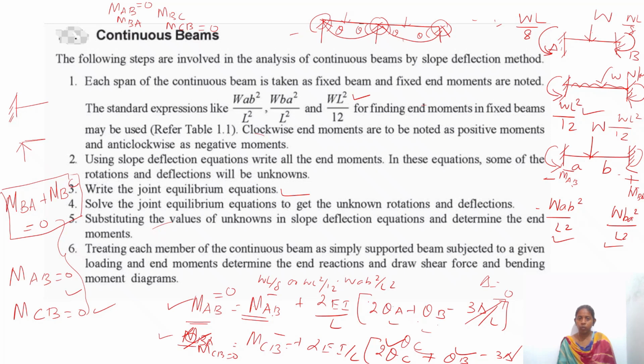Then you can calculate the values of MBA and MBC using this equilibrium equation. And also if you sum up the values of MBA and MBC, that should become 0, because our equilibrium condition is MBA plus MBC equal to 0. We can find some value, MBA equal to minus 30, so MBC equal to plus 30, you can get any value. But it should become 0 when it is summed up.